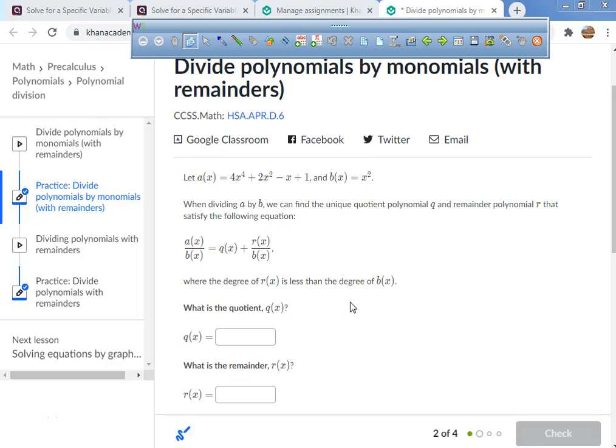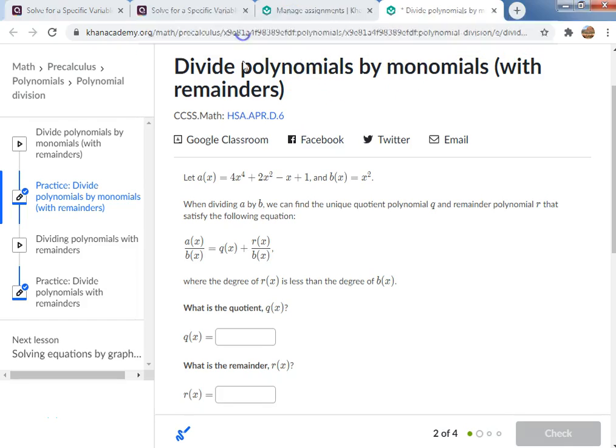Alright, so in this particular video, what we're going to be doing is dividing polynomials by a monomial, and we're going to have a remainder. Okay, so we're going to be taking a look at something. I'm going to highlight it.